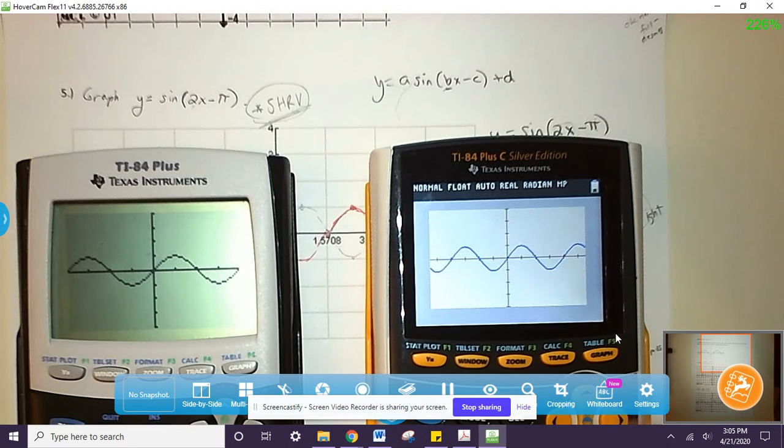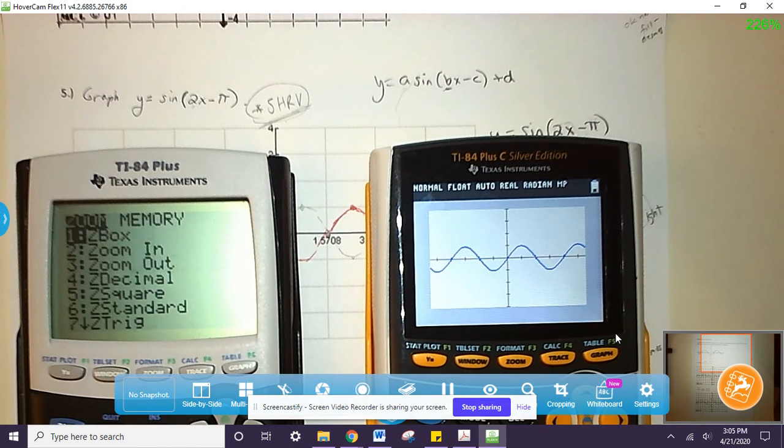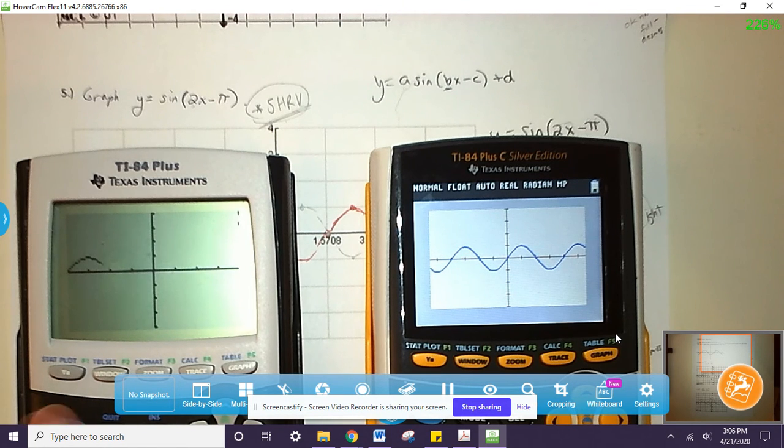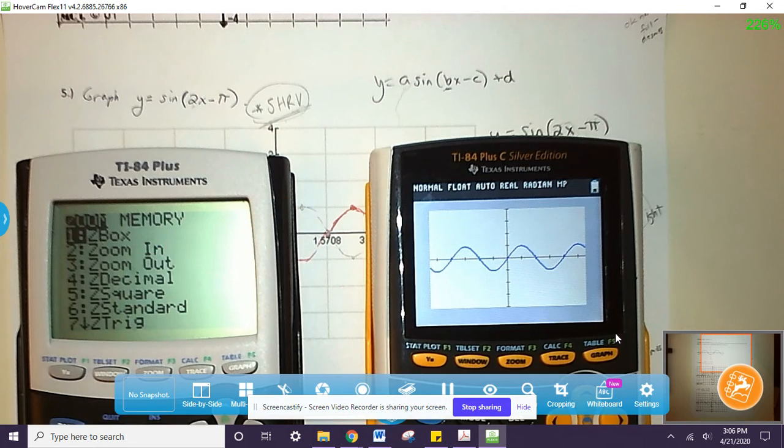So you want to write down Zoom Trig, and it's Zoom 7. You can either scroll down to 7, or a quick way to get Zoom Trig, guys, is you can hit Zoom and hit the number 7. You don't even have to hit the up and down buttons. You can just hit the number 7 and it'll switch to that for you.